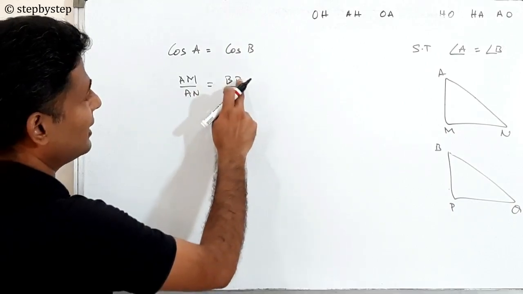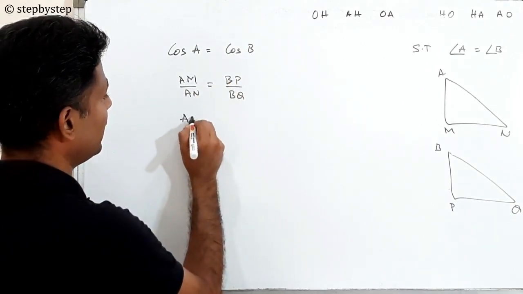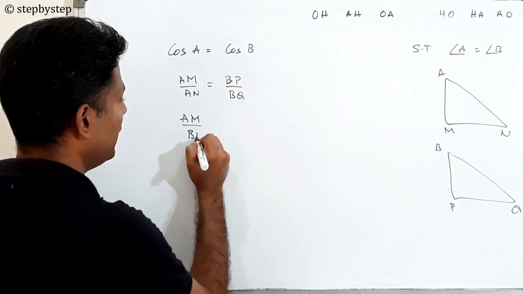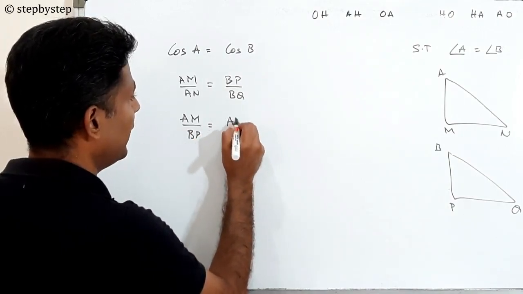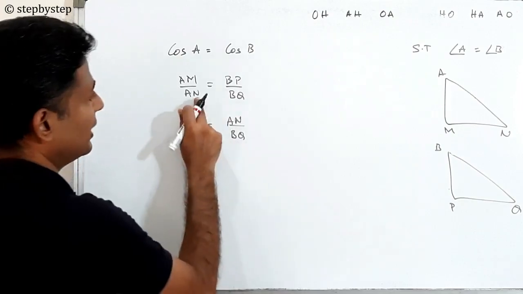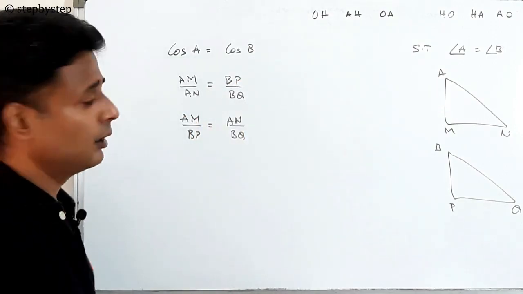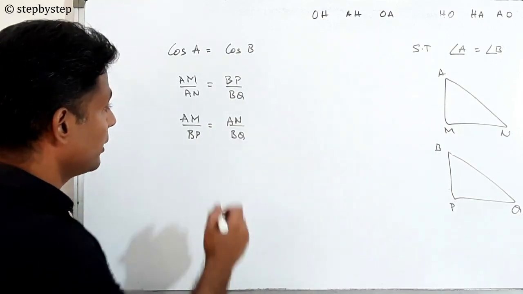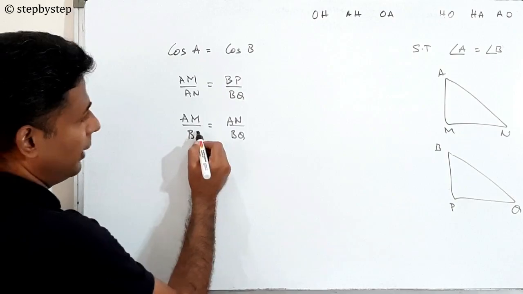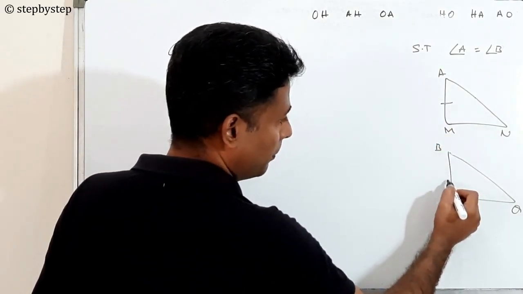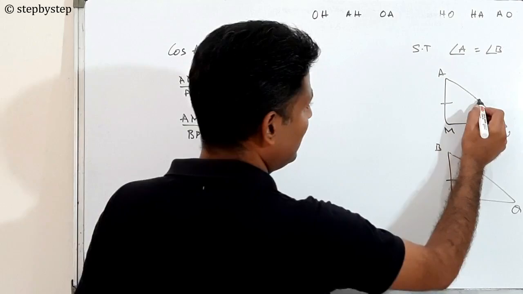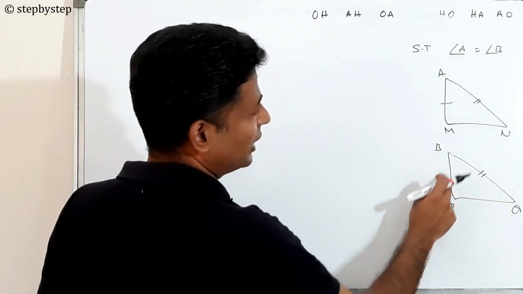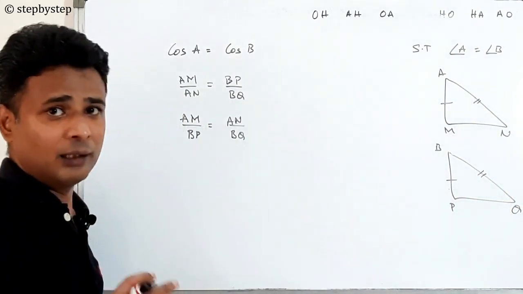Now I'll transpose AN to that side and BP to this side. So what do I get? AM by BP equals AN by BQ. I took this over here and this over here. Division becomes multiplication, multiplication becomes division. Now if you observe, AM by BP equals AN by BQ. So we have the ratios of two corresponding sides equal.